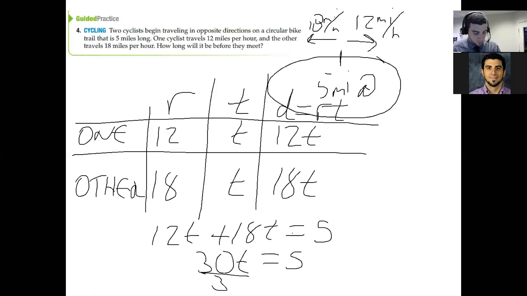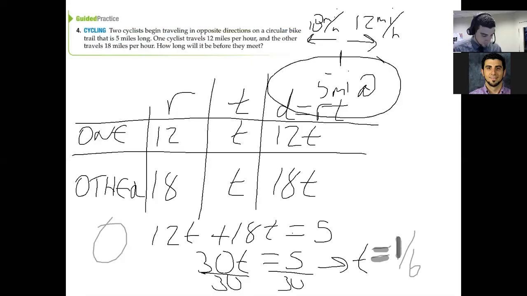So divide both sides by 30. And you get t equals 1... Ooh, what happened there? T equals 1/6. I don't know what I did. Oh, I switched it to highlighter. That would be why. My hand touched it.